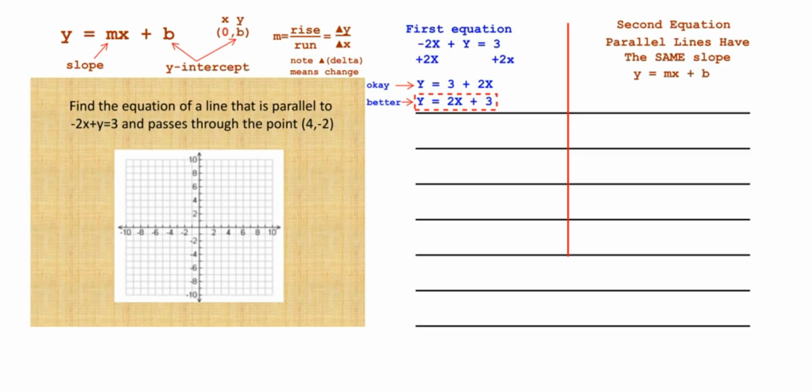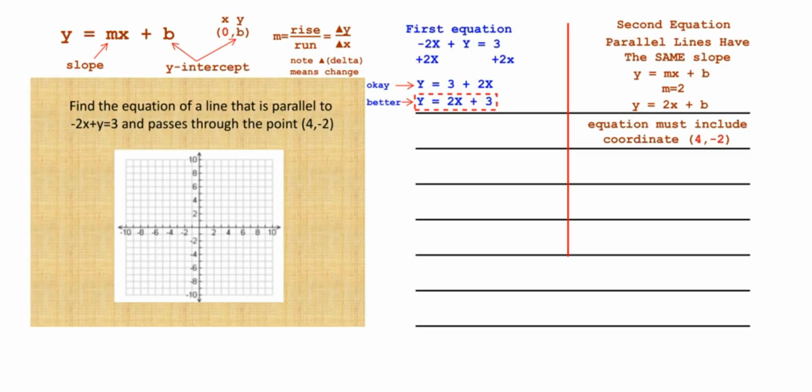Let's start with y equals mx plus b, just a general format. From here, we now know that for the second equation, m is equal to 2, and that's because it has to be the same as the first equation. So slope equals 2. Let's plug it into our equation. So y equals 2x plus b now.